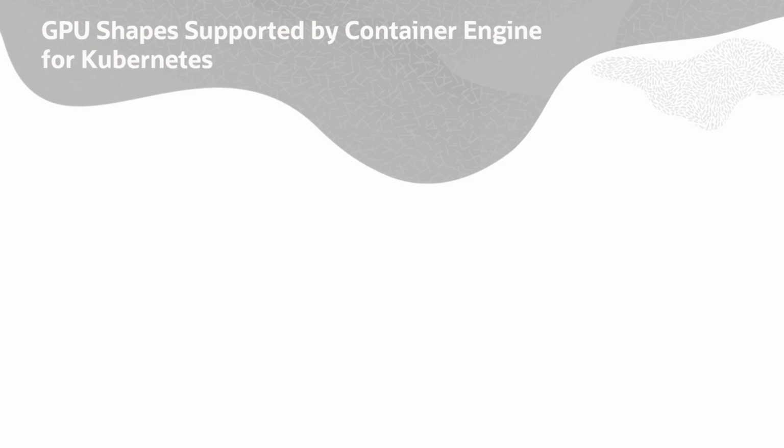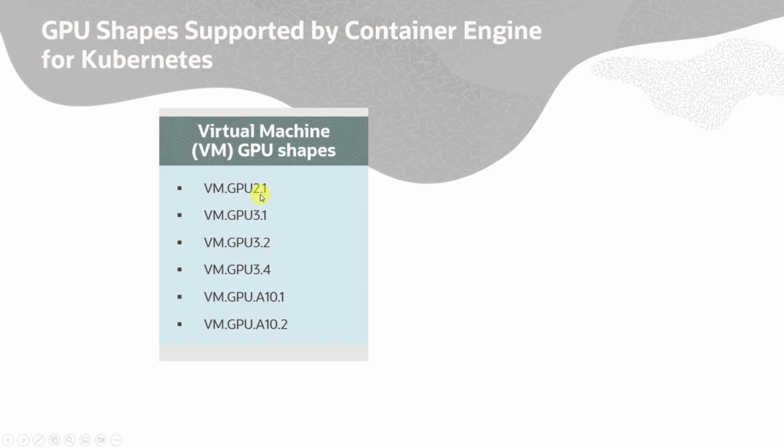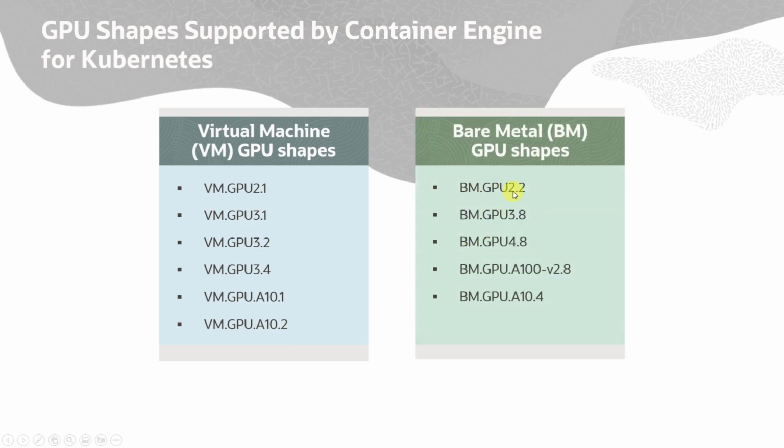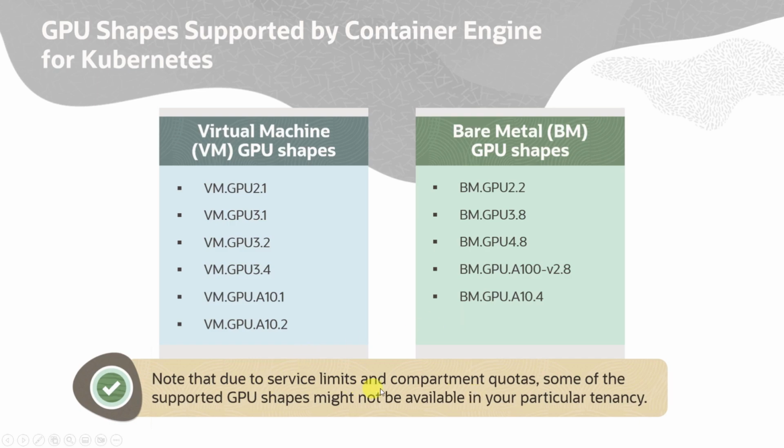These shapes provide the foundations for GPU accelerated computing within your Kubernetes environment. For virtual machine GPU shapes, we have VM GPU 2.1, 3.1, 3.2, 3.4, and VM GPU A10.1, VM GPU A10.2. And for bare metal GPU shapes, we have VM GPU 2.2, 3.8, 4.8, and A100-V 2.8, and VM GPU A10.4. Please note that the availability may vary based on service limits and compartment quotas. Some shapes may not be accessible in your specific tenancy.